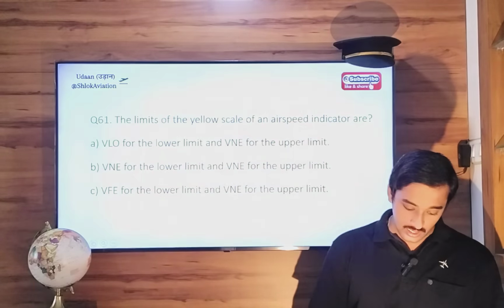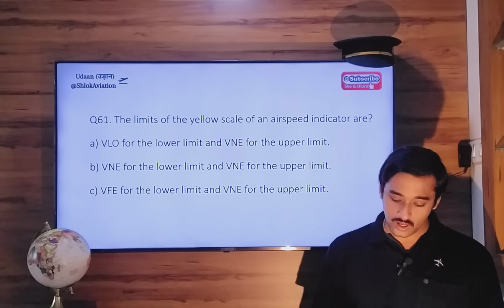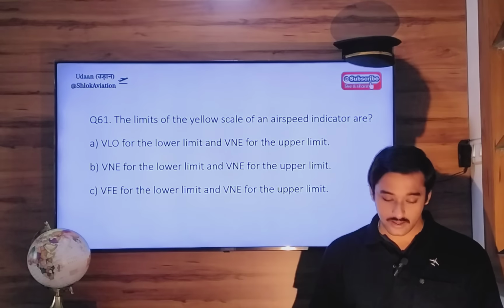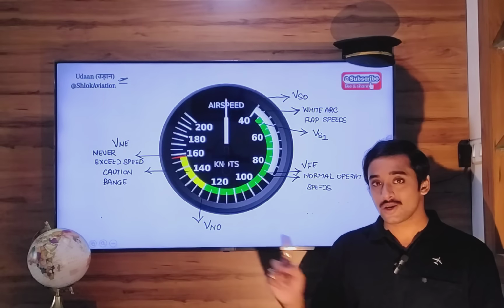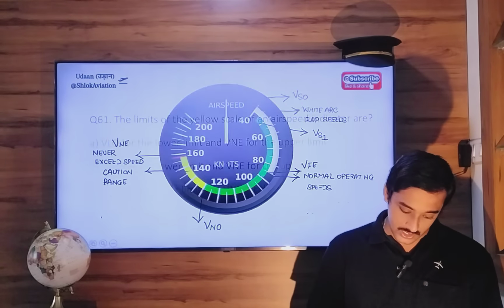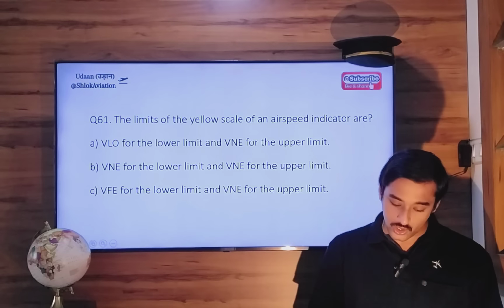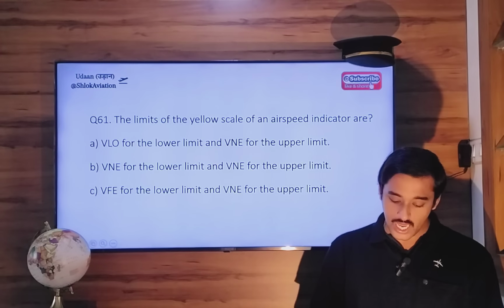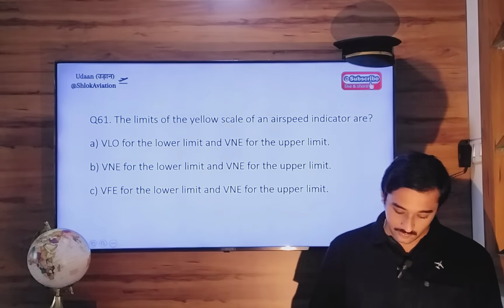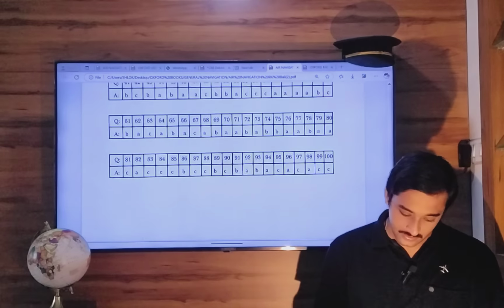So let's look at the question now. The limits of the yellow scale of an ASI are VNO for the lower limit, VNE for the upper limit. So that's wrong. We have VNO, November Oscar, not LO, Lima Oscar. So that is wrong. VNE for the lower limit, VNE for the upper limit. Charlie is VFE for the lower limit and VNE for the upper limit. So maybe there is some printing error here. 61.